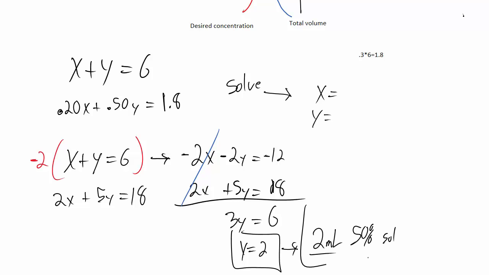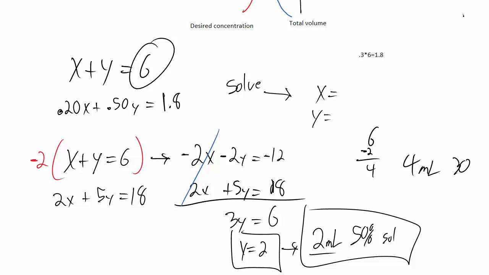Don't forget what the y is. The y was the second part of the solution, so it's 2 milliliters of 50% solution. It's 4 milliliters of the 20% solution because there are 6 total.